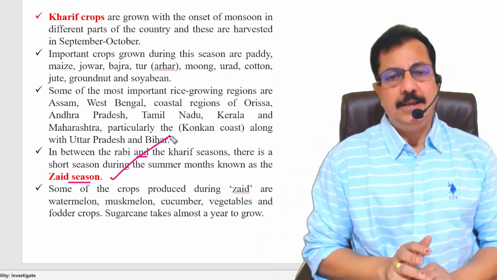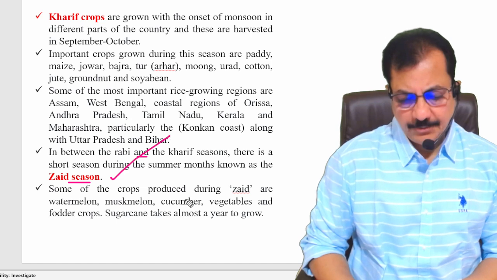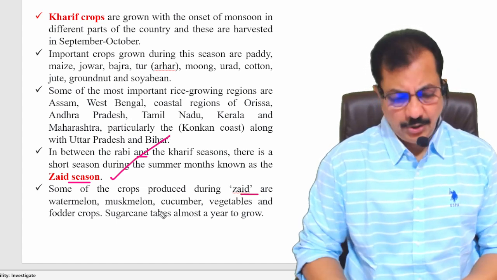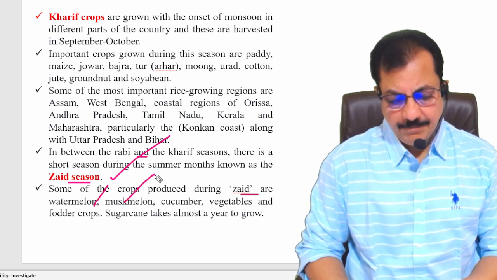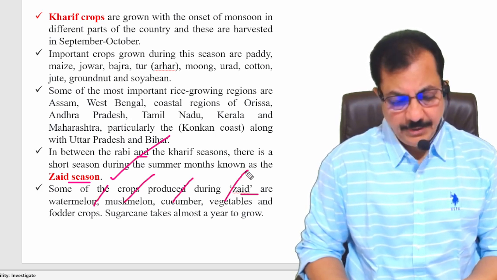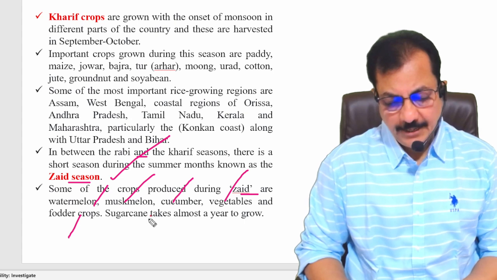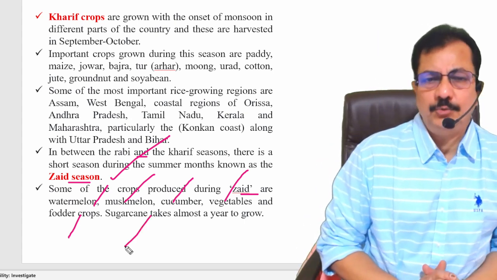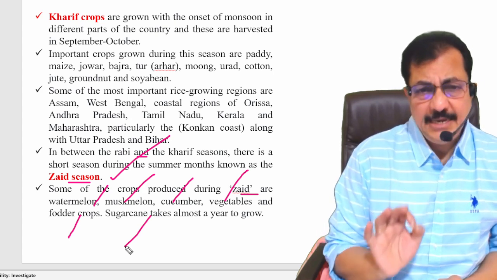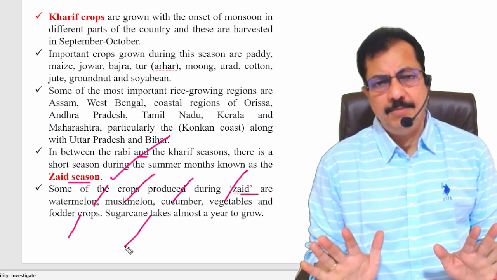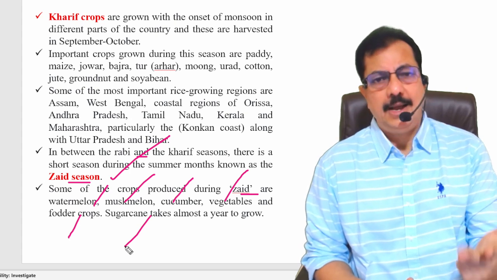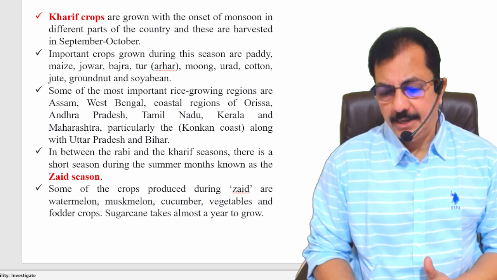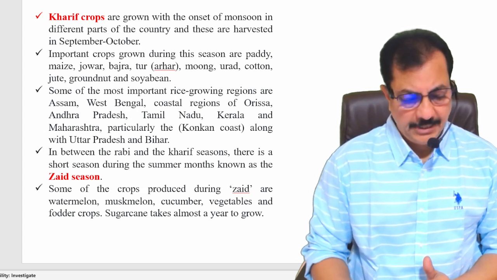Clear? And some important crops that are produced during the Zaid season, obviously these are the summer crops, are watermelon, muskmelon, cucumber, vegetables, fodder crops, sugarcane. All these fall under the Zaid crops, which are cultivated during the Zaid season. Clear? So please remember this: Kharif, Rabi, and you also have Zaid crops. Now let's go ahead and discuss the rest of the points related to this topic.